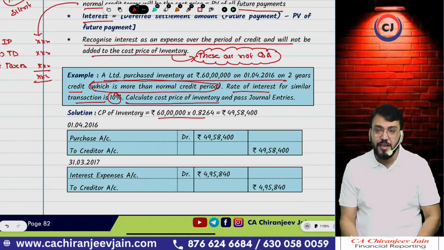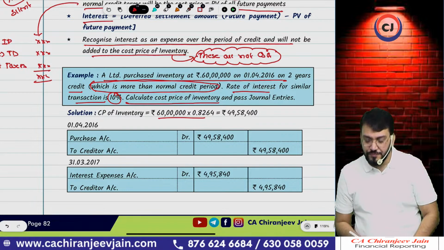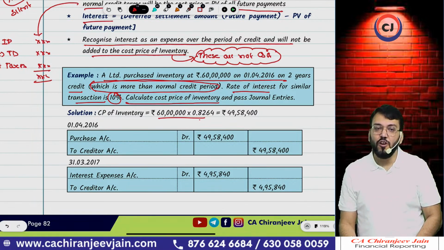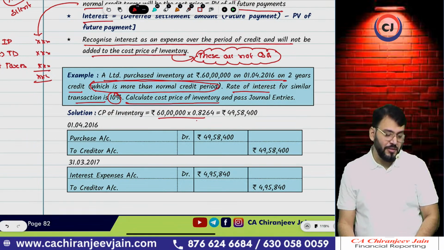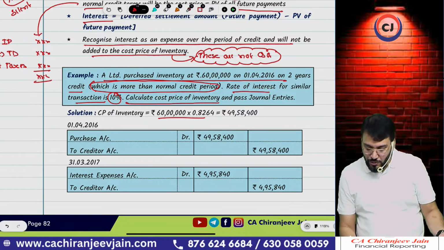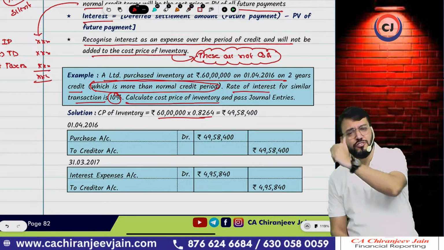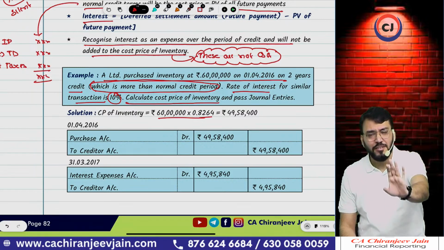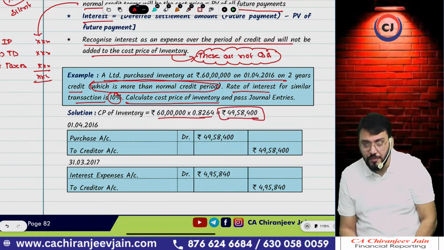So the cost price is 60 lakh multiplied by the discount factor. What is the discount factor for 10%? That is for 1 year. I have given 0.8264, but you are also correct. Institute is also correct. Whatever you are taking, write that down. At 4 decimals, this amount becomes the cost.